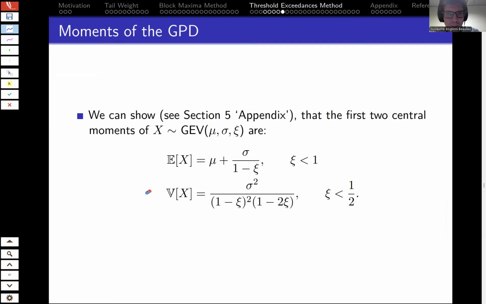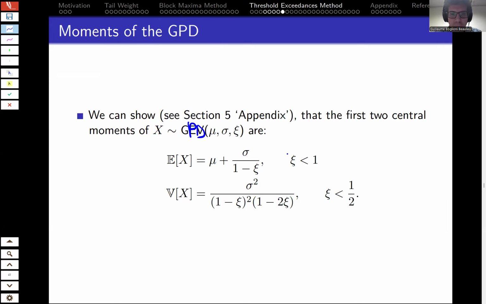Pareto distribution. Oh my God, terrible typo here. No, it's the GPD, Generalized Pareto Distribution. So sorry about that. I said before you shouldn't confuse the two, and I myself confused the two. I'm sorry about that. But indeed, those are the moments of the GPD.